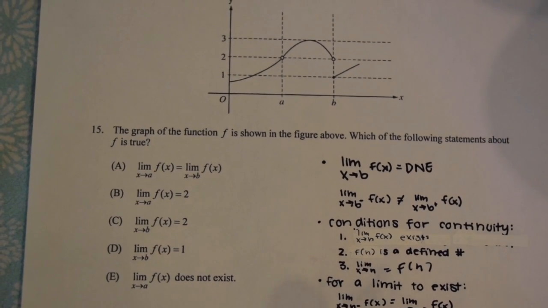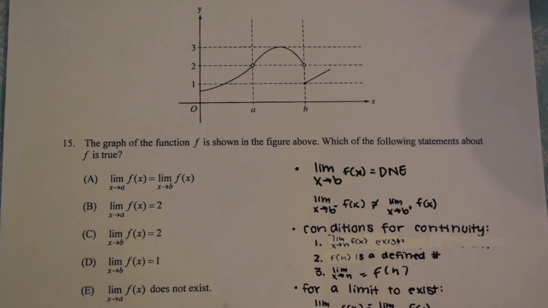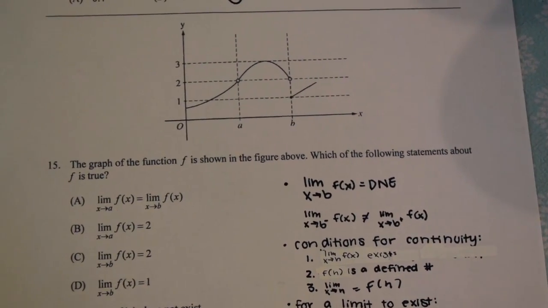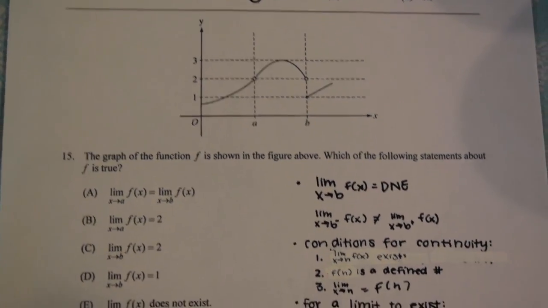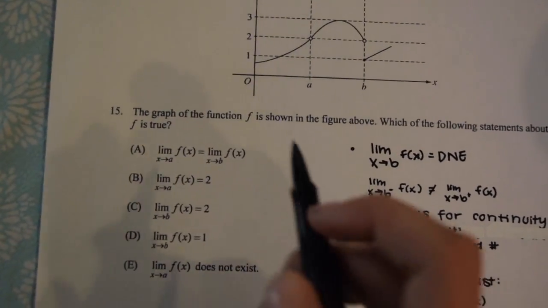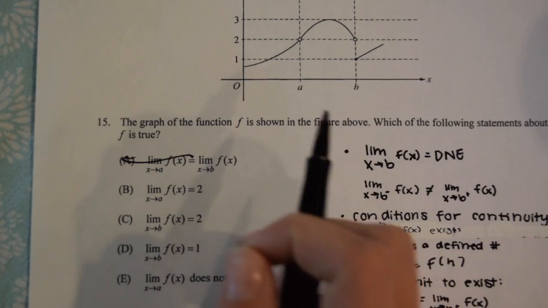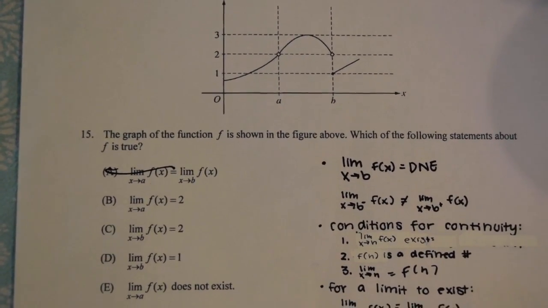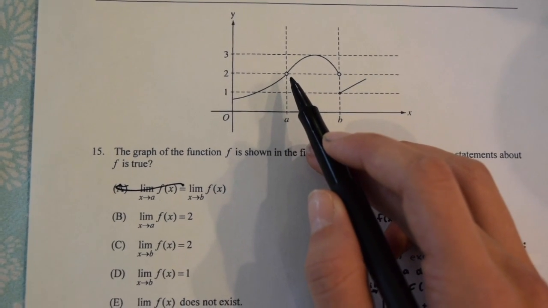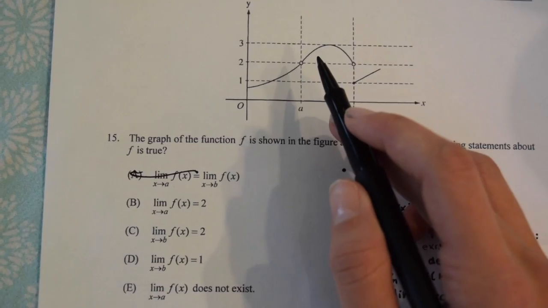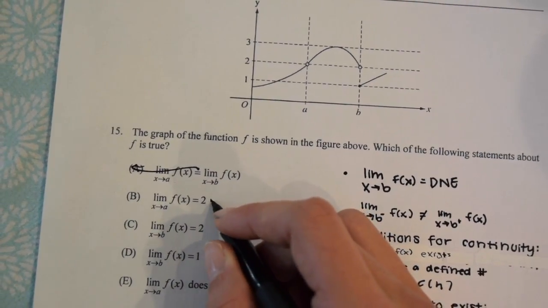For A, it says the limit as x goes to A of f of x equals the limit as x goes to B. We see that this is not true because the limit as x goes to B is not defined, whereas as the limit goes to A, it is defined. So we can say A is not true. The second thing, limit as x approaches A of f of x equals 2. Although there is a discontinuity, the limit as x approaches A from the negative side and the positive side is the same. So this one checks out.